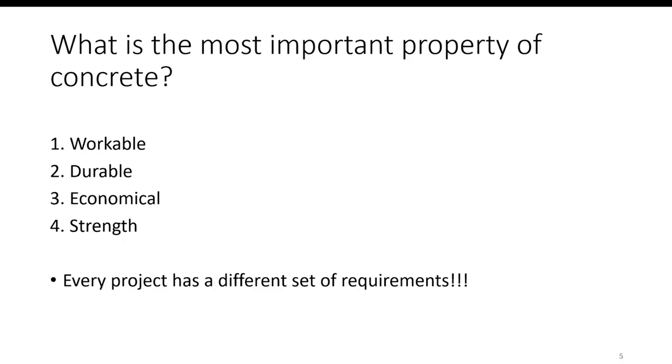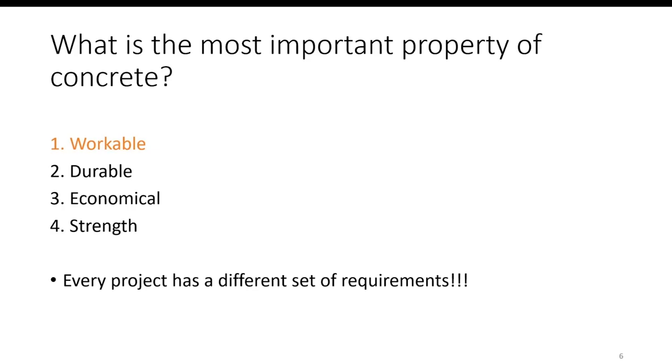So I've got four things listed here. I have this question. What is the most important property of concrete? Is it workability? Is it durability? Is it economy? Or is it strength? I know this is a hard question because every single project's a little bit different. But I would argue unequivocally, of these four, there's one of them that's way more important than all the other ones. I would argue that the most important of all is workability.